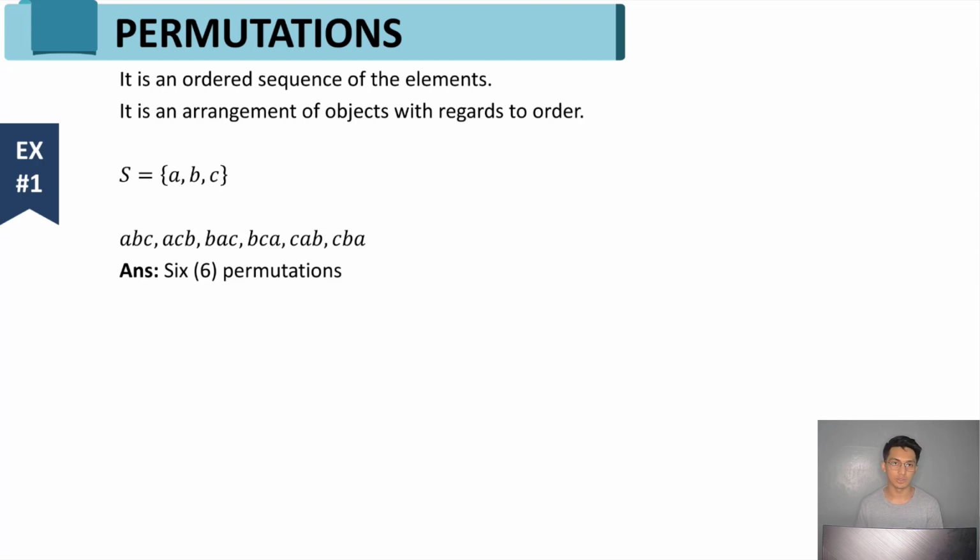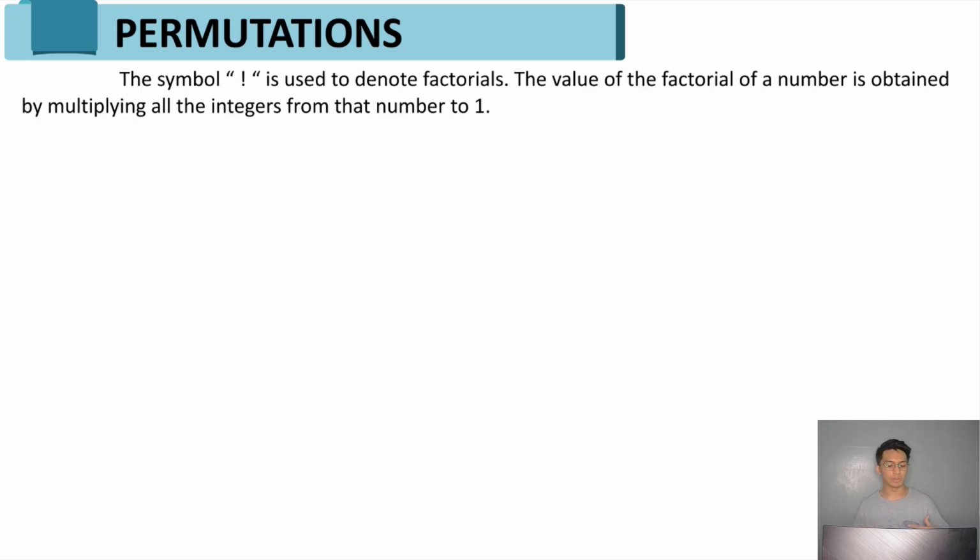For permutations, meron tayong iba't ibang types and iba't ibang formula na gagamitin depende sa situation. For permutation, madalas nating ma-encounter sa formulas natin is yung tinatawag natin na factorial. So, the symbol, yung exclamation point na yan, is used to denote the factorials. The value of the factorial of a number is obtained by multiplying all the integers from that number to 1. So, factorial of 0 is always 1.